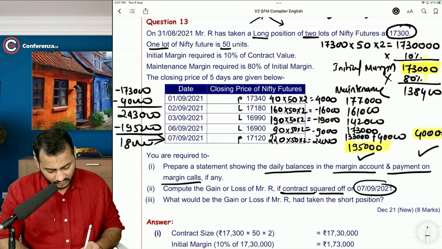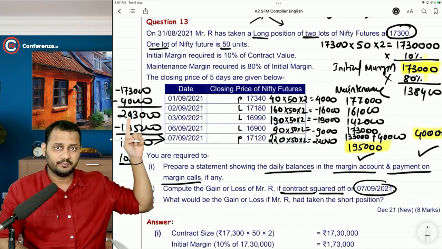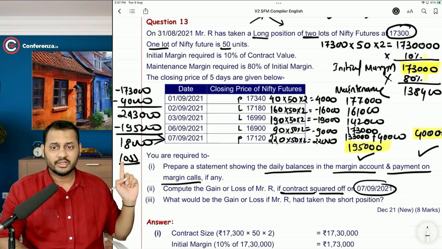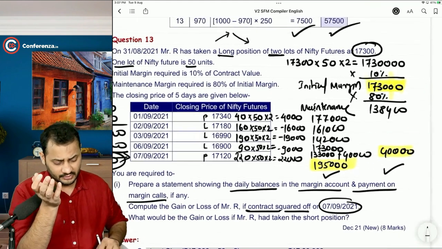That means there is a loss of 18,000 rupees. So you received lesser amount than you paid, right? So there is a loss of 18,000 rupees, which you can cross check. It's very simple, sir. Have a look.